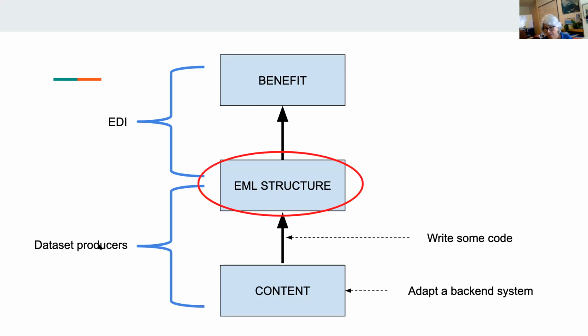Today, we're mostly talking about the middle box. What are the new structures in EML 2.2? I have a few examples of some activities that are already happening related to these, and that actually involve the whole chain.